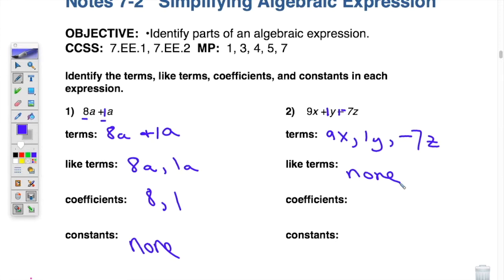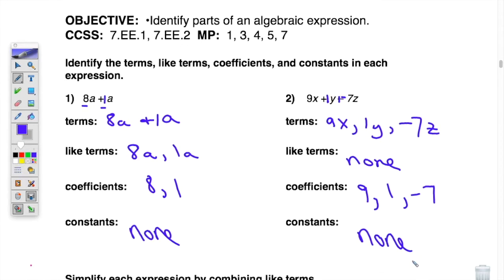Our coefficients are 9 in front of the 9x, the 1 in front of your y, and the negative 7 in front of the z. Our constants are none. We don't have any terms that do not contain variables.